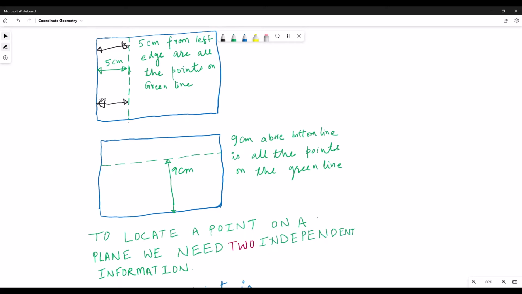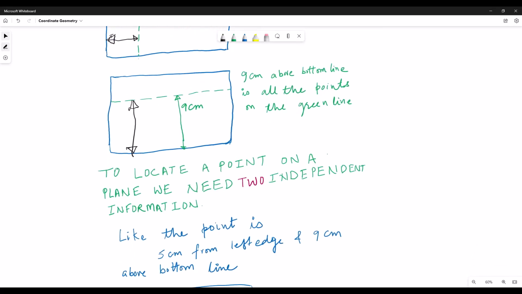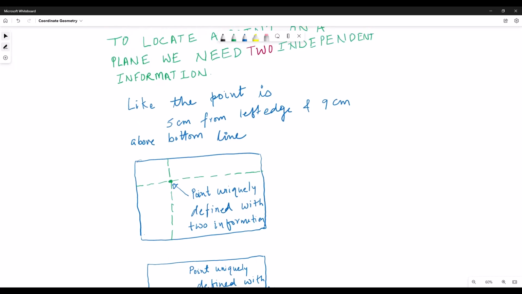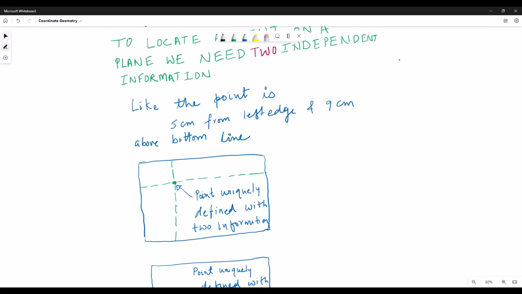If we say that the point is 9 centimeter above the bottom line, then all the points on the green line are 9 centimeter above the bottom line. So we are not able to uniquely identify the point with only one piece of information. But if we say the point is 5 centimeter away from the left edge and 9 centimeter above the bottom line, then only one such point is possible in the plane. So a point is uniquely defined with two independent pieces of information, right?